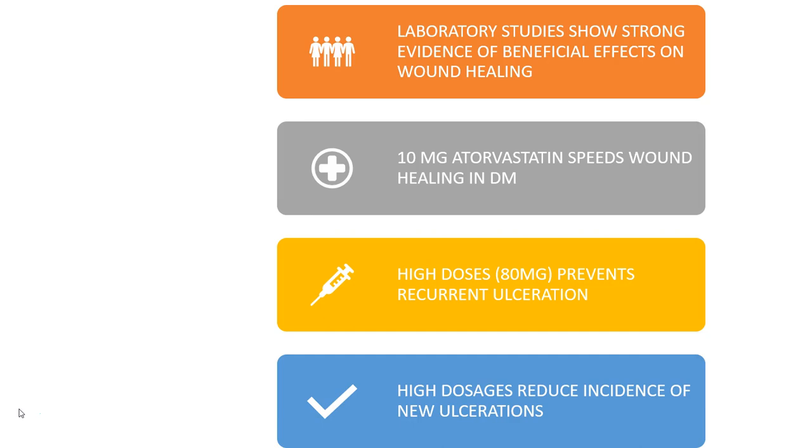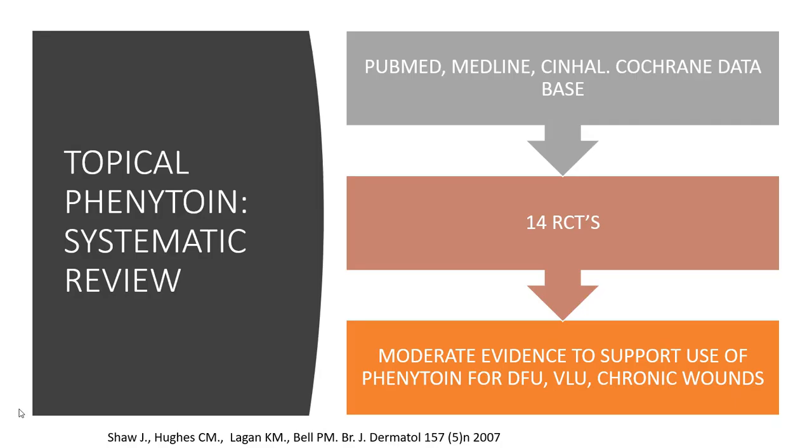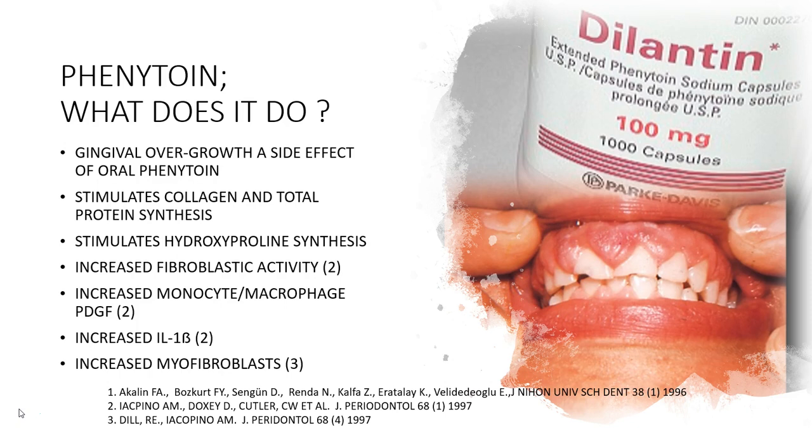Generally, we're using concentrations of about 10 milligrams. High doses of statin drugs have been shown to be helpful in preventing recurrent ulceration. Phenytoin has a number of good studies to show that it stimulates epithelialization. We want to remember that one of the side effects of phenytoin systemically was gingival overgrowth, gingival hyperplasia, and we can put that to good use topically. It stimulates collagen production, stimulates protein production, stimulates basic building blocks of collagen such as hydroxyproline.